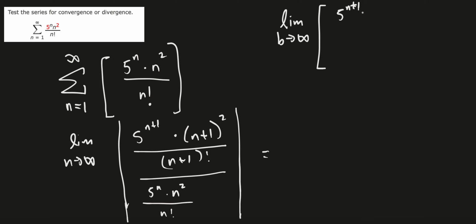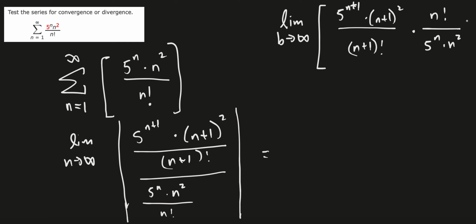So 5 raised to the n plus 1 times n plus 1 squared over n plus 1 factorial. And then I'll multiply by the reciprocal. You should know how to do this stuff. This is basic algebra. So 5 raised to the n times n squared. But if you need a review, you can always review. Sometimes you need a review. That's fine. So okay. Now this is where I said that the cancellation occurs.